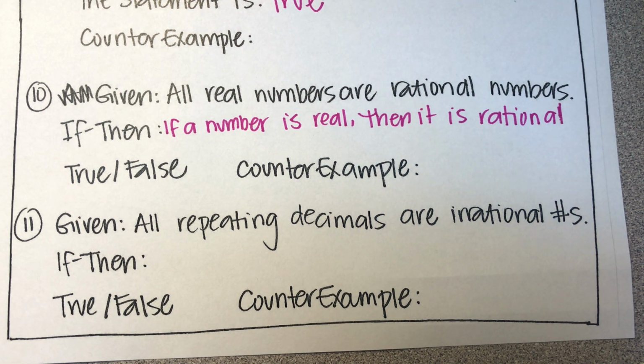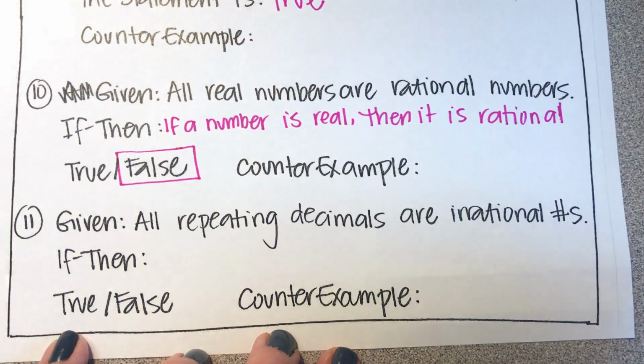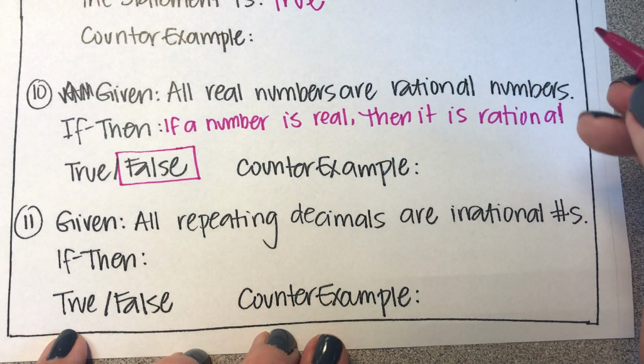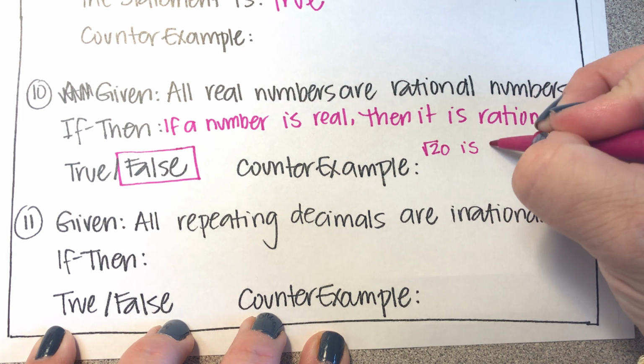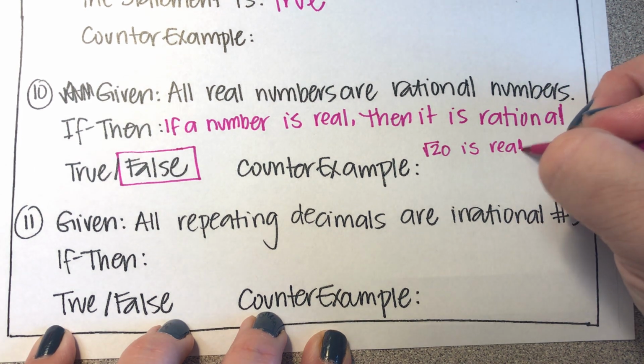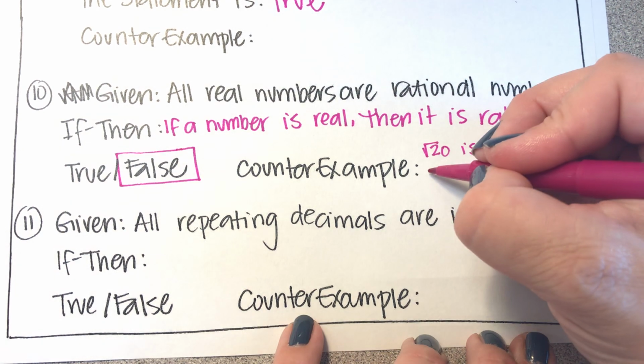True or false? Feel free to look back on your last page. If it's real, then it's rational. That is false. Our counterexample would be something like the square root of 20. That's a real number, but it's irrational.